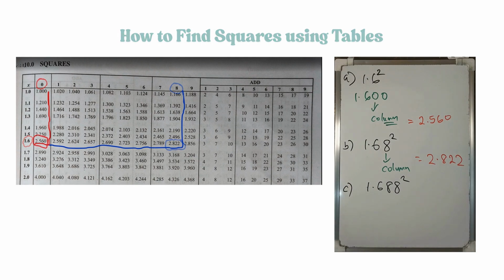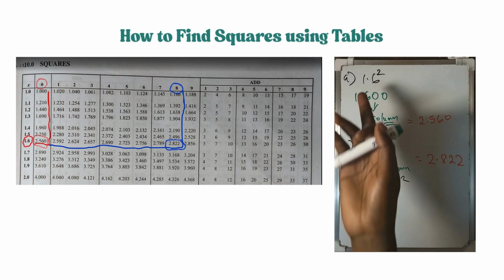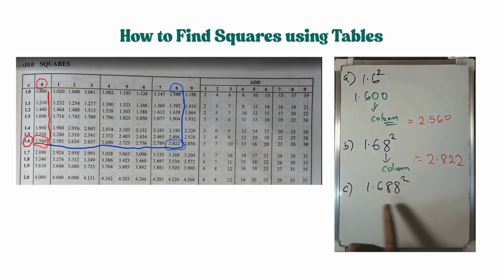Now in this case, we'll follow 3 steps because we have a 4 digit number. We had 2 digits, we had 3 digits, and now we have 4 digits. For the 4 digits, we'll follow 3 steps. Step 1 is to find the base value. We look at row 1.6 and column 8.